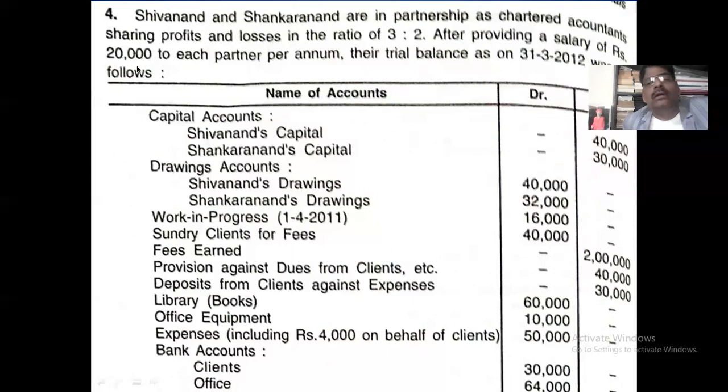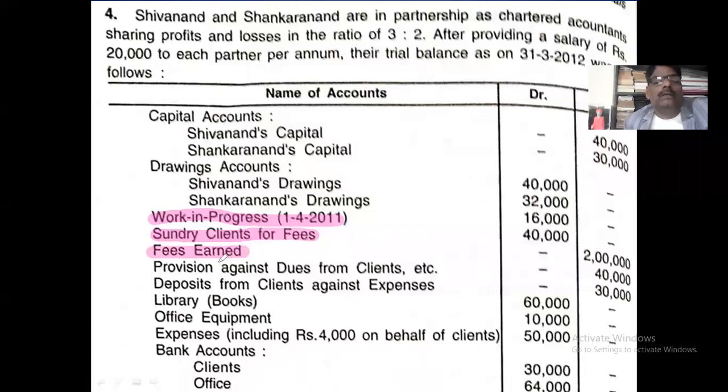This salary goes to profit and loss appropriation account. Then capital balance goes to balance sheet. Drawing, deduct in the capital. Work in progress goes to income and expenditure account, debit side. Sundry client fee. Sundry client goes to balance sheet, asset side.